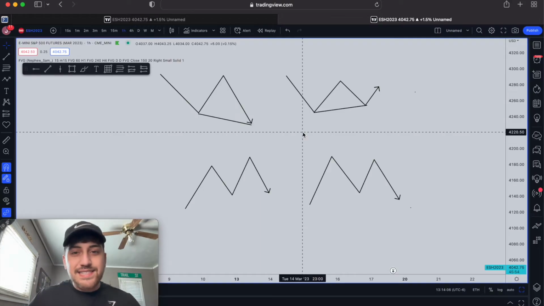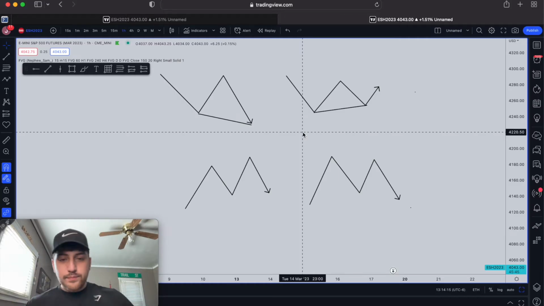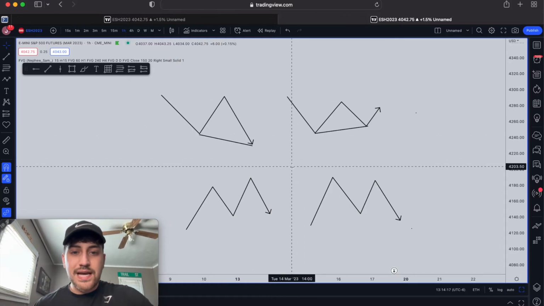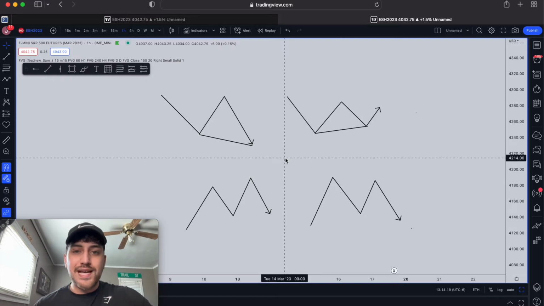What's going on, guys? In today's video, we're going to be talking about SMT divergence and how to use it, how to spot it, all that good stuff. So let's get into it. The first example we're going to be talking about is a bullish SMT divergence.